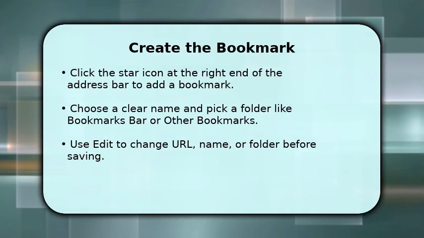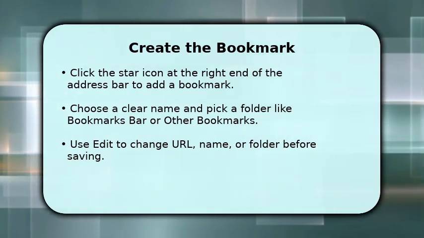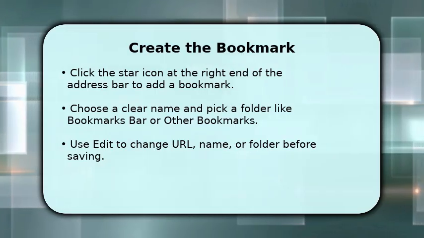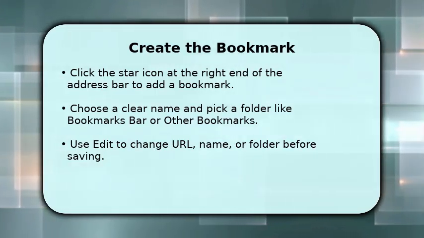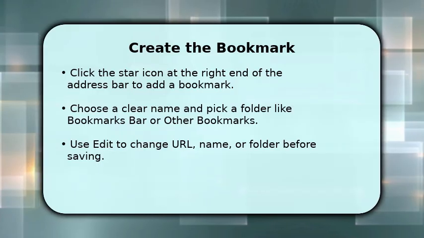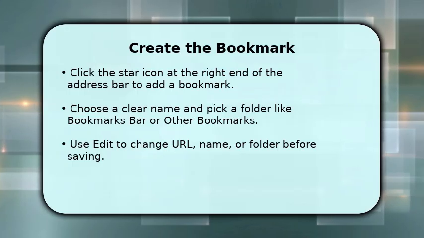Type a concise name like Gmail Inbox so it's recognizable, then pick a destination folder, bookmarks bar for one-click access, or a nested folder for organization. If you need a quick shorthand, edit the name shorter. If you want labels, include them. After adjusting, click Done. You've now saved Gmail.